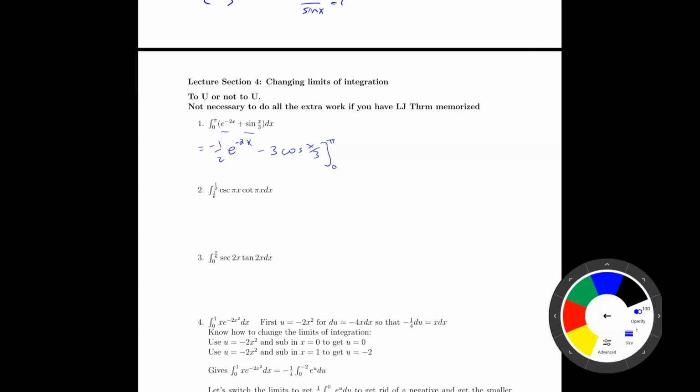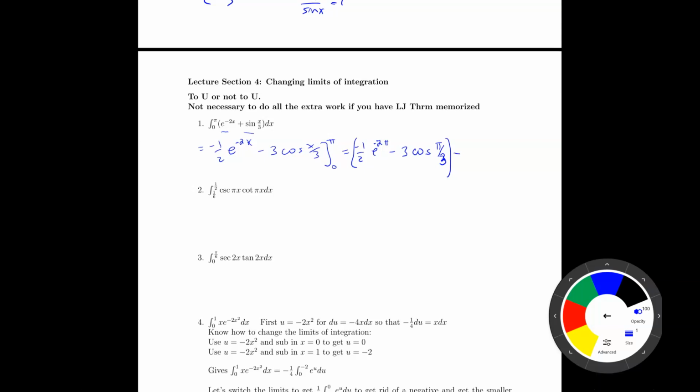I started my integral in x's, I ended in x's, so I don't need to change anything. So I get negative 1/2 e to the negative 2 pi, and then subtract off 3, and I have cosine of pi over 3. And we'll figure out what that is in the next step.